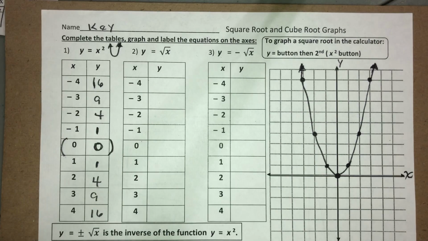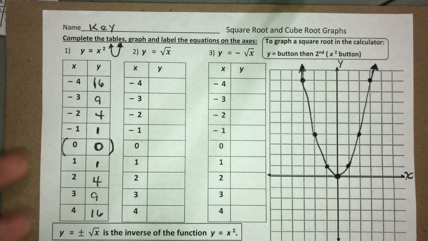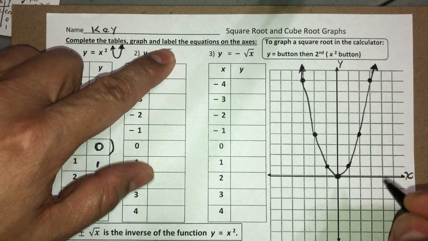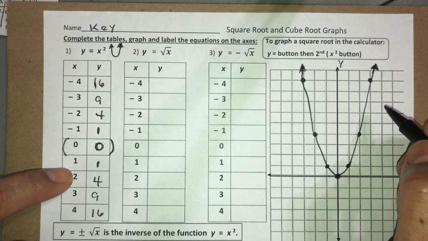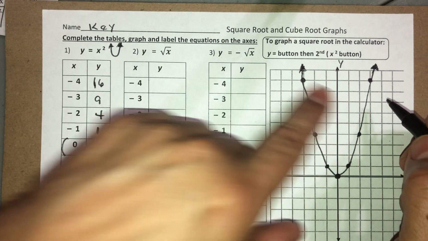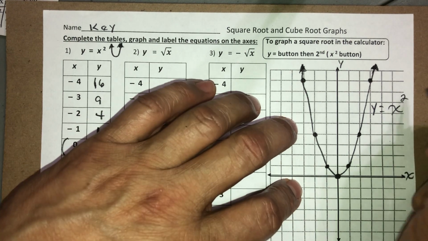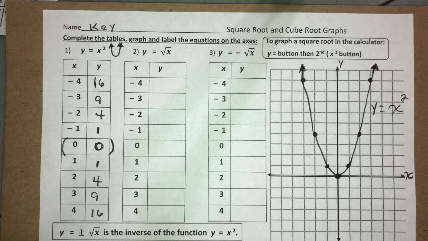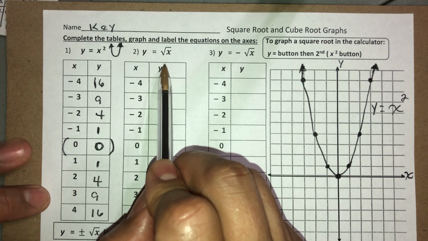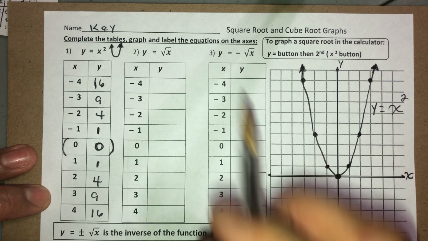And remember, from that, we started doing transformations, okay? Because it says to label it, because I'm reading, some of you don't leave, okay? I completed the table, I graphed it, now I'm going to label it. So y equals x squared. Now what I'm going to do, I'm going to graph the positive side of the square root function.